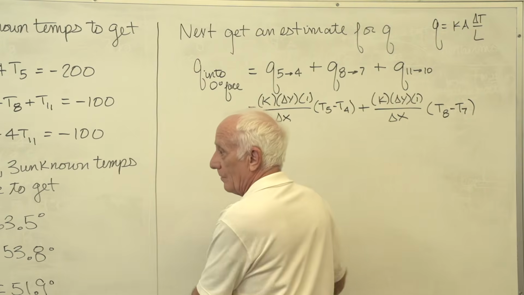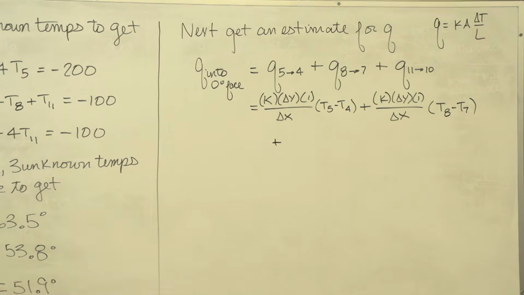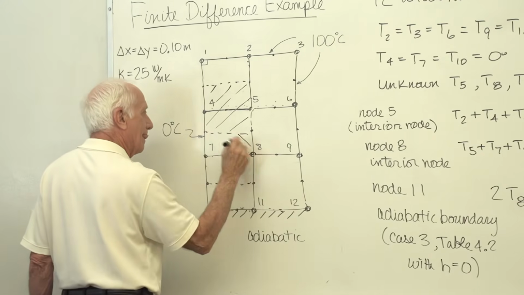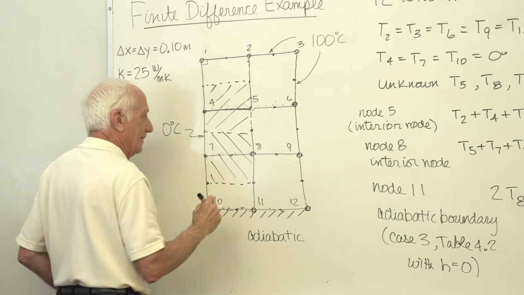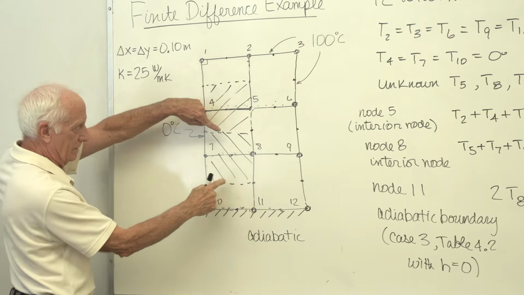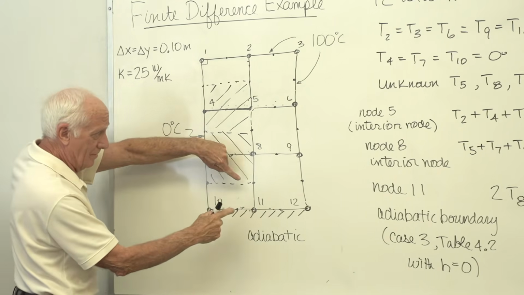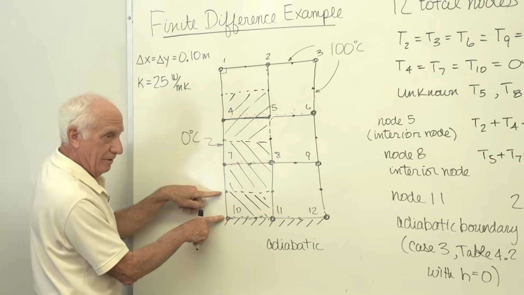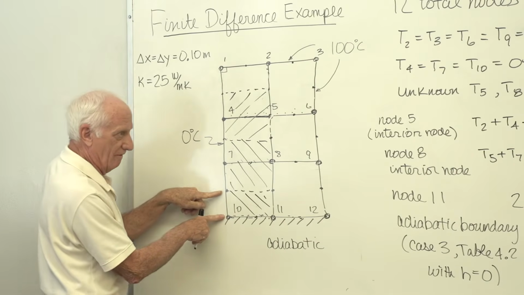Plus, now, you got to be careful. So, okay, let's do 8 to 7 first. There's 8 to 7. But now, 10, 11 to 10, the area is half of Y.